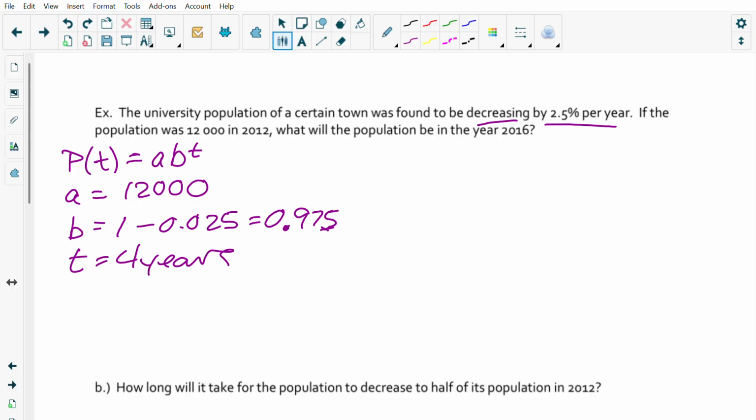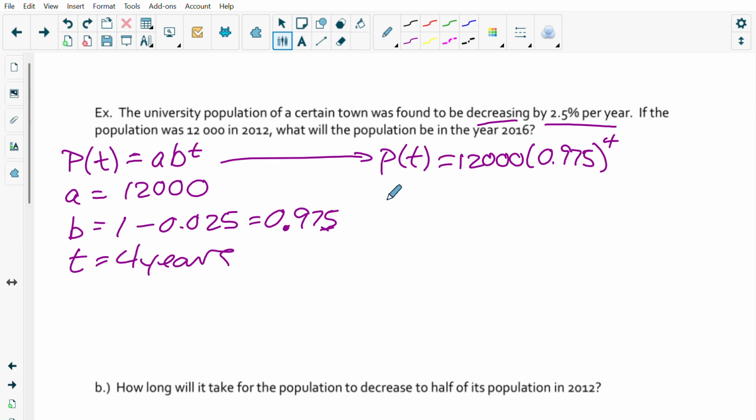All right. Okay, let's fill in this formula. P as a function of t, P of t equals 12,000 times the decay rate of 0.975 after 4 years. That equals 10,844 people.